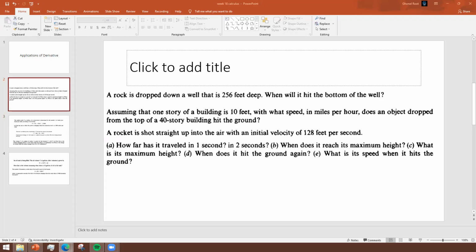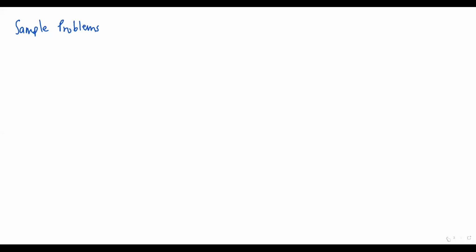A rock is dropped down a well that is 256 feet deep. When will it hit the bottom of the well? So, technically, pababa yung ano niya. Baka may nagtatanong sa inyo, kung wala kayong problem sa equation, pero pakita ko lang sa inyo.